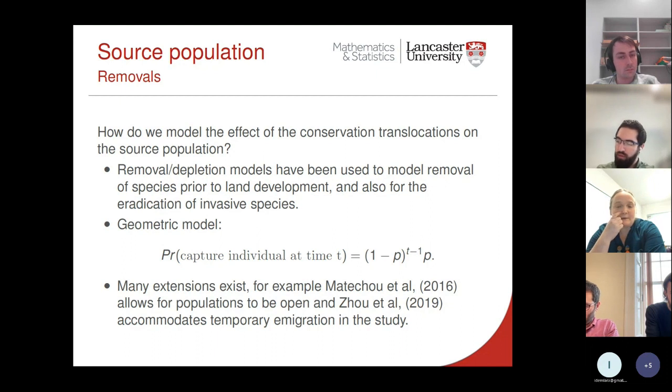So Eleni and I did some work expanding this model to allow for populations to be open. And then one of our PhD students, who was analysing some removal data of common lizards, adapted the model to allow for temporary emigration. The reason for that is that common lizards bury underground for periods of time and then come back up above ground. So you needed to account for the fact that they became temporarily undetectable while they were underground.